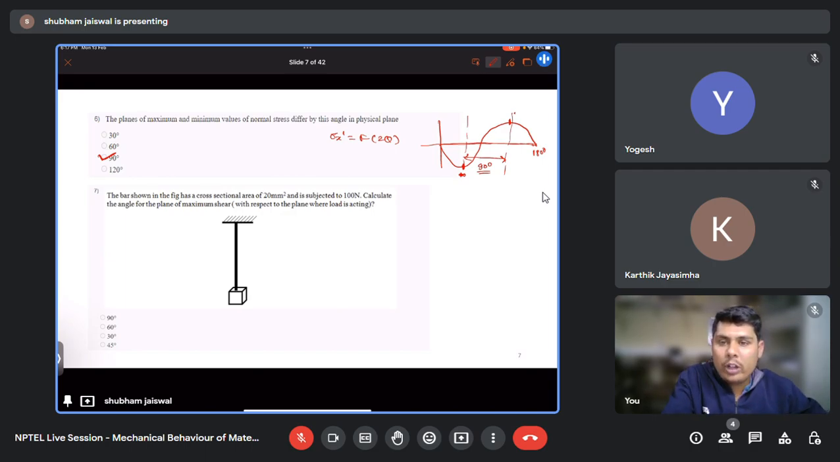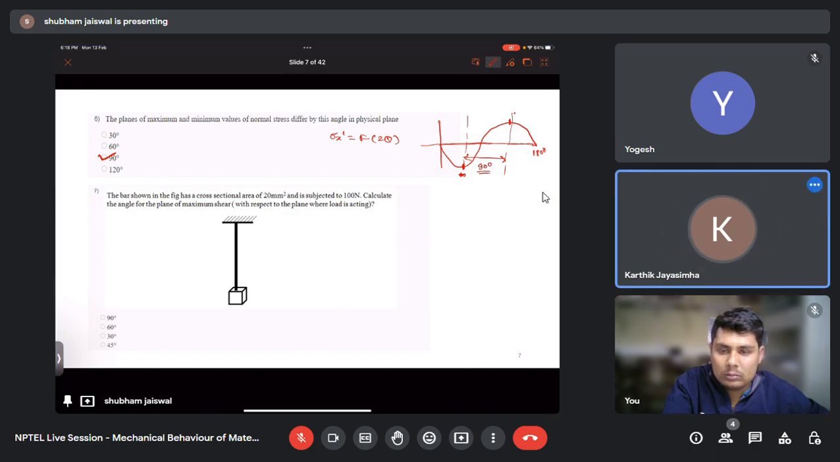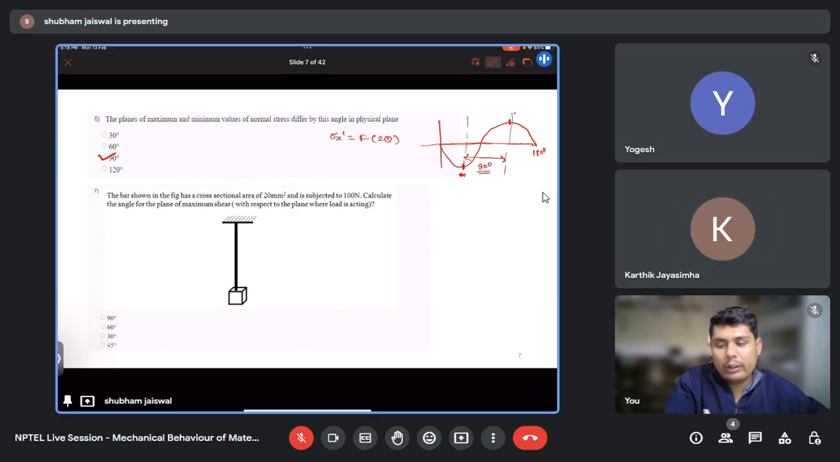Now we have question 7. The bar shown in figure has a cross-sectional area of 20 mm square and it is subjected to 100 Newton. Calculate the angle for the plane of maximum shear with respect to the plane where load is acting. So can anybody answer? It is coming to 45 degrees.